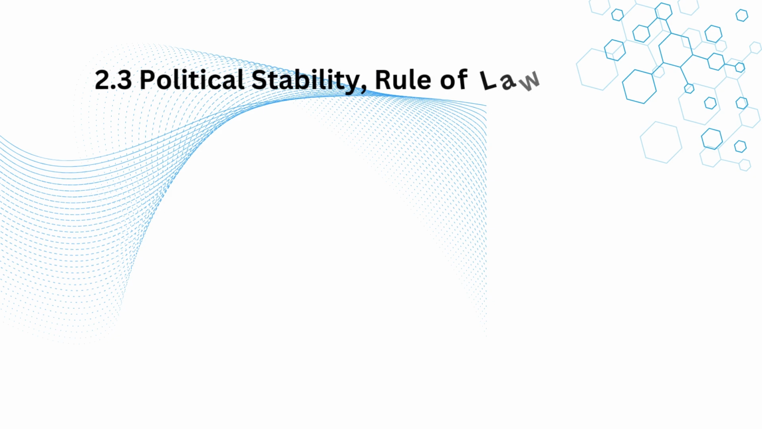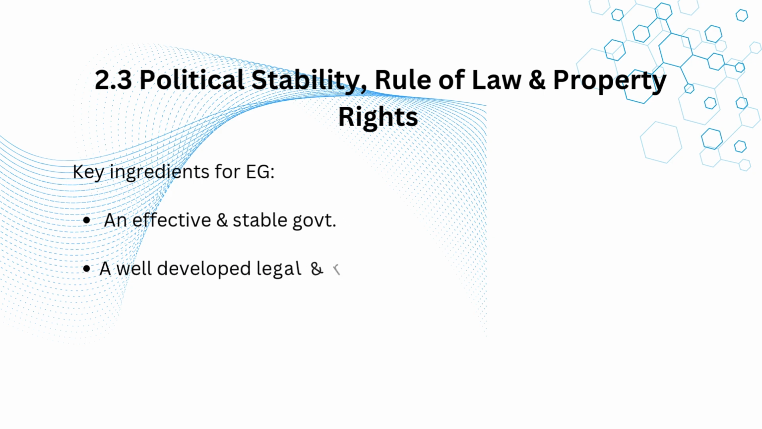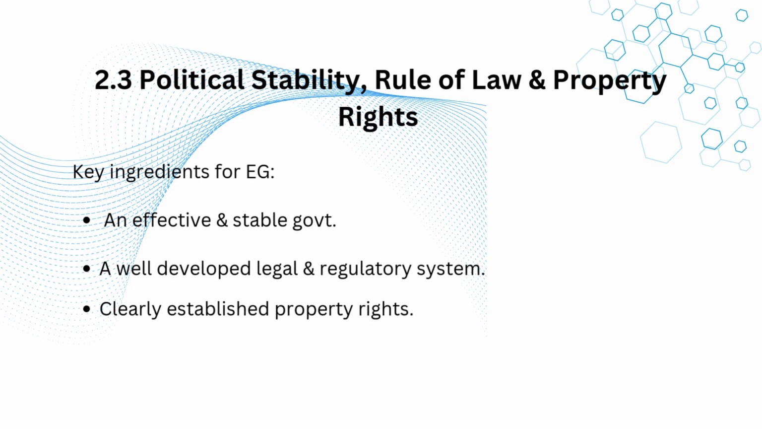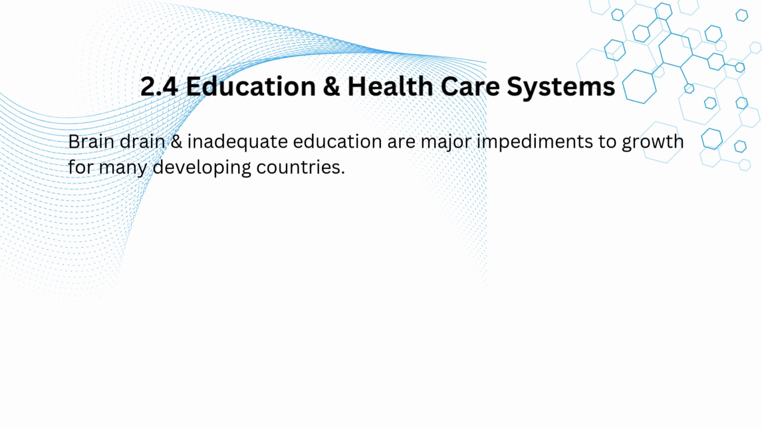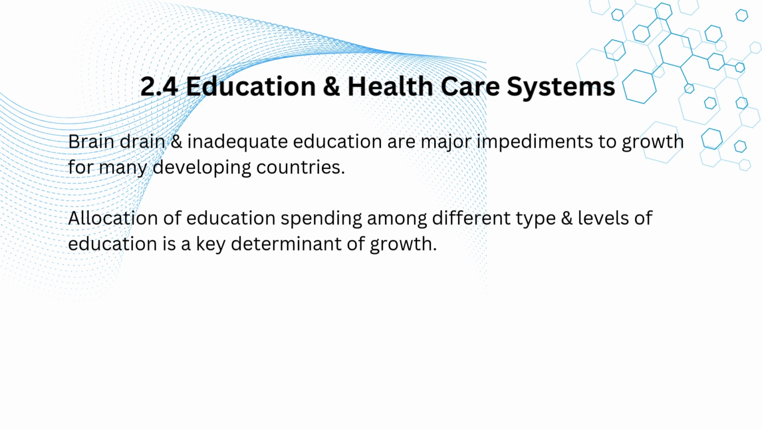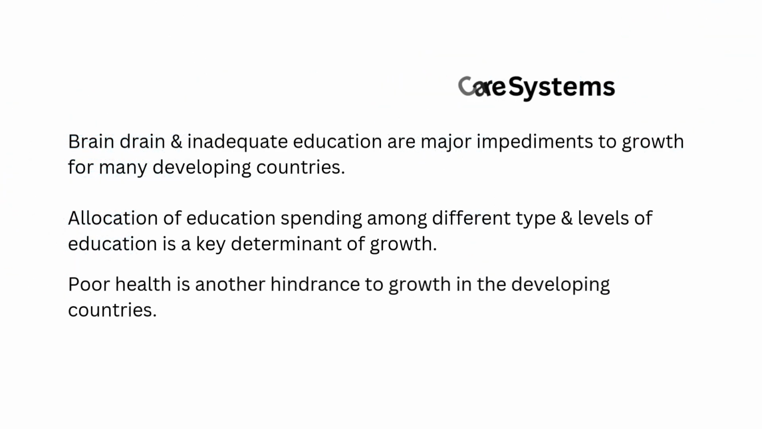2.3 Political stability, rule of law and property rights. Key ingredients are, e.g., an effective and stable government, a well-developed legal and regulatory system, and clearly established property rights. 2.4 Education and healthcare systems. Brain drain and inadequate education are major impediments to growth for many developing countries. Allocation of education spending among different types and levels of education is a key determinant of growth. Poor health is another hindrance to growth in the developing countries.